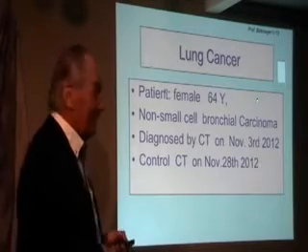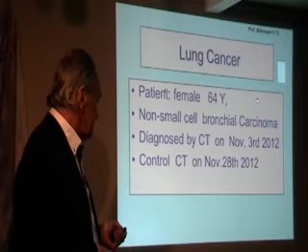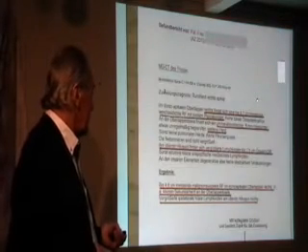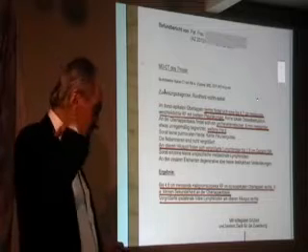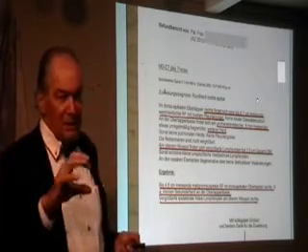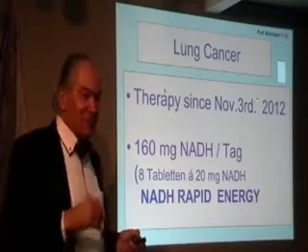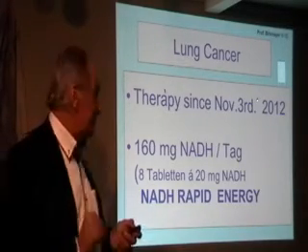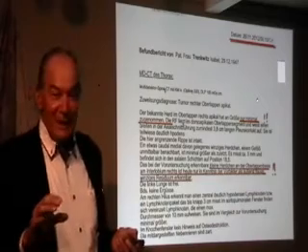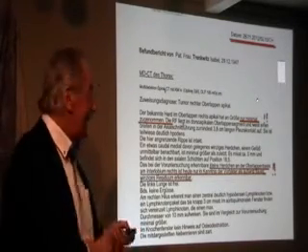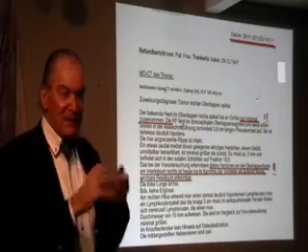And I have another patient, a female, bronchial carcinoma, November, a year ago, and the control computer tomograph a month later shows there was a 5 centimeter tumor on the apex of the lung, and a small other tumor. This patient took 160 milligrams, 8 tablets of our rapid energy, and the small tumor could not be recognized anymore. So the tumor was gone after 4 weeks. And the big one was centrally necrotic. So something happened, maybe the immune system or NADH, which destroyed the tumor.